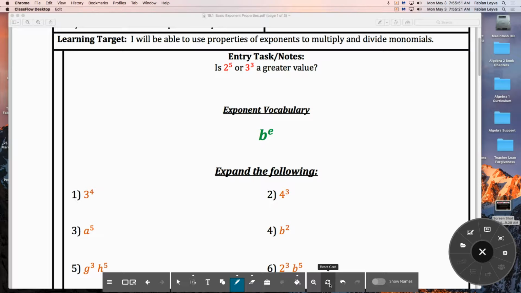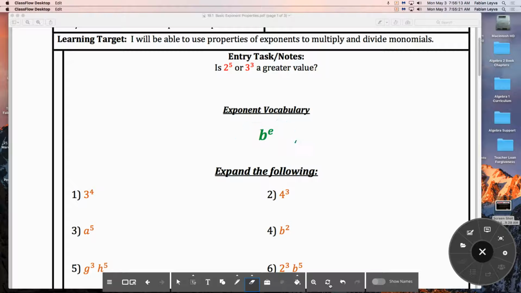All right, so if I were to ask you guys, what is bigger, 2 to the 5th or 3 to the 3rd, a greater value, there is a little bit of key concept or prior knowledge that you have to know in order to answer that question. And that is all about what I like to call exponents. Now, there's different rules you have to use for exponents. So let me just go ahead and explain what an exponent is and what it really does.